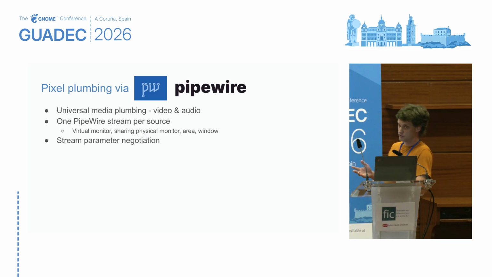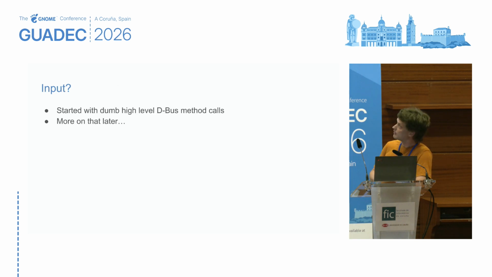On a bad internet connection, you want low refresh rate, then you renegotiate the parameters to be a slower monitor, for example, and if you have fast internet, then you can have 60 FPS and things like that. Input, let's forget about that now, because we started with pretty terrible method calls, but I'll get to that later. We started out with just dbus method calls.